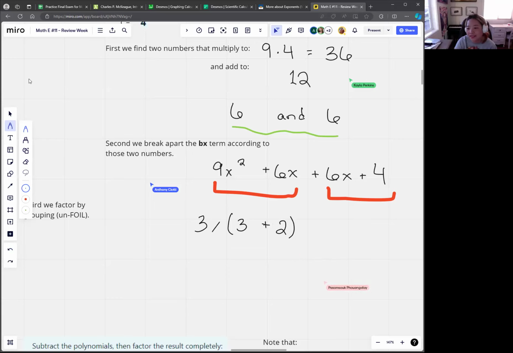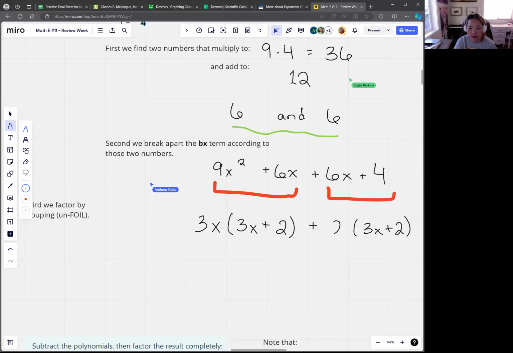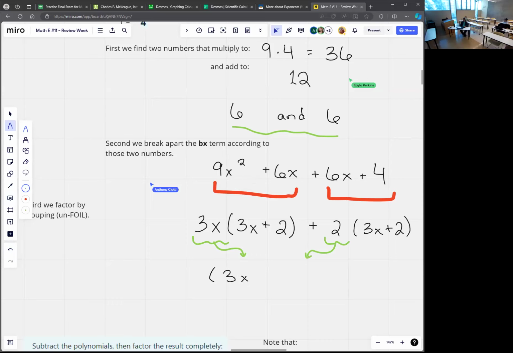X. Yeah. This first term will always have an x come out of the front, because there's always going to be an x squared and an x. It's just how the shape of this process works. And then the second term will have something else in front of a 3x plus 2. What goes in front this time? 2. Yeah. And then these parts come together: 3x and 2.